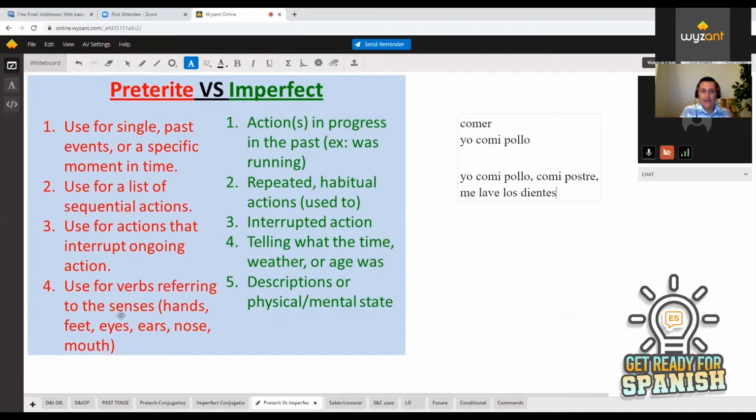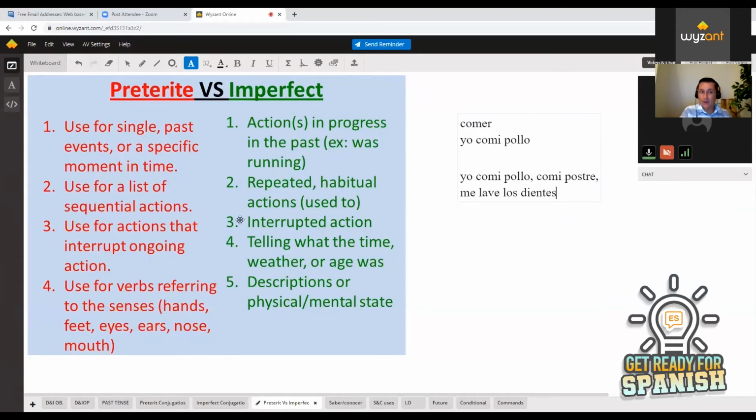Okay, and then this is also very important. Number 3 here on preterite is related to number 3 on the imperfect. Okay, let's focus on the imperfect for a second. It says here, actions in progress in the past. Like when we say I was running, then I will use the imperfect tense. When it's something that used to happen in the past, like when I was a child, I used to go on vacation every year. That would be the imperfect tense.